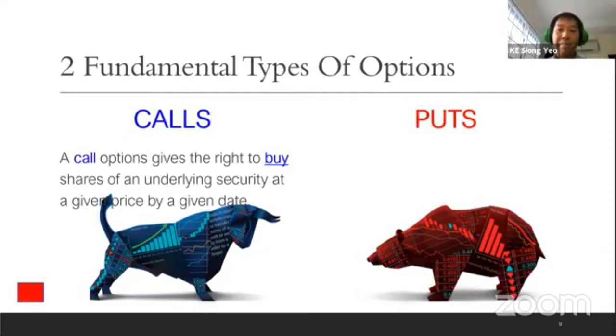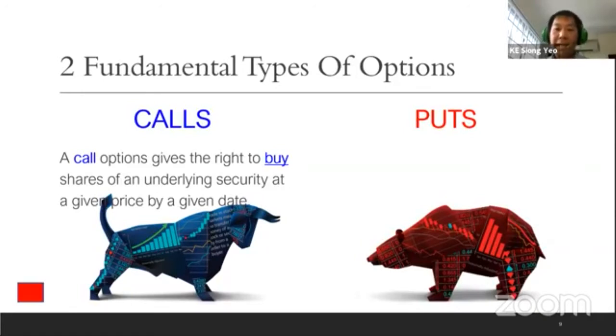Let's say yesterday Apple share closed at about $117, $118 per share. As an example, the call option gives you the right to buy Apple shares, let's say 30 days from today at $100. You think $100 is a fair value, and you want to enter into a call option contract to have the right to buy Apple shares 30 days from today at $100. That's why it's represented by a bull, because it's usually used by someone who has a bullish outlook about an underlying stock or security like Apple.